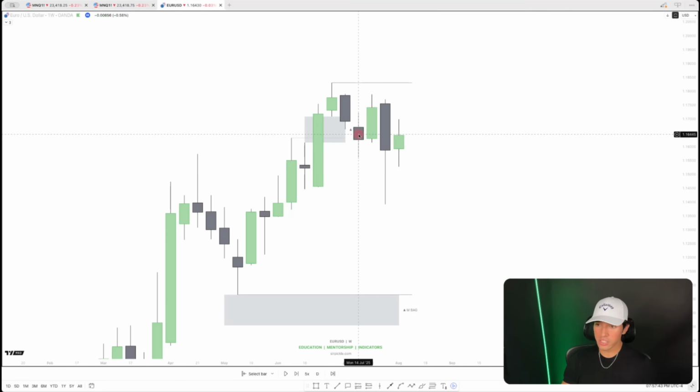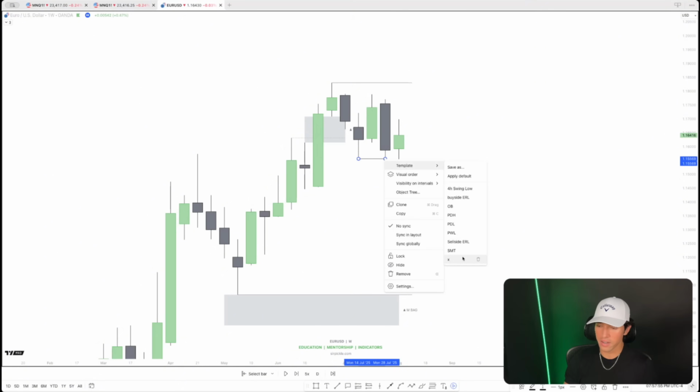Now right here, we actually tried to push higher off of that weekly context, but failed. And that's okay, right? It's not going to pan out perfectly every single time. What ends up happening is we formed a weekly swing low right here inside of this fair value gap.